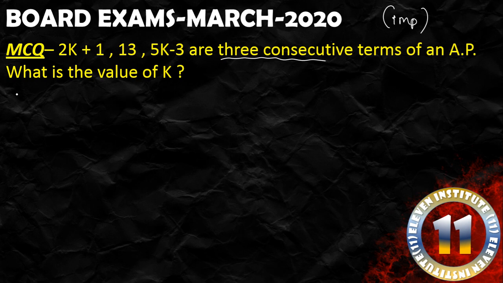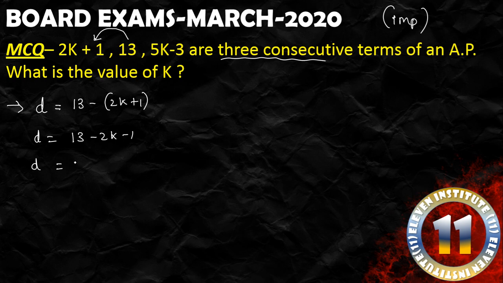Understand it calmly, right? The role here is of common difference D. What do you mean by common difference? Second term minus first term. So here I can write 13 minus into the brackets 2k plus 1. Right? If you forget the bracket, you lose marks. 13 minus 2k plus 1. Solve this. We get 13 minus 2k minus 1. Finally we have 13 minus 1 is 12. So 12 minus 2k. This is our formation of D.